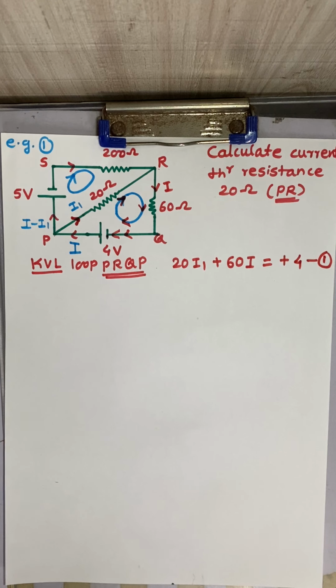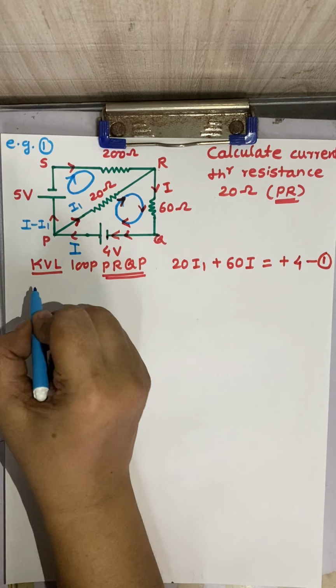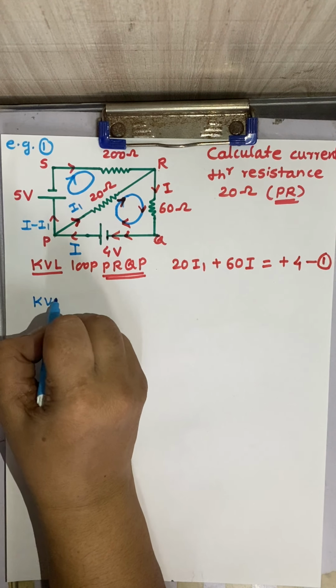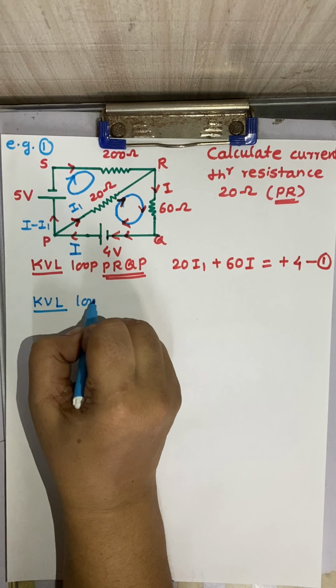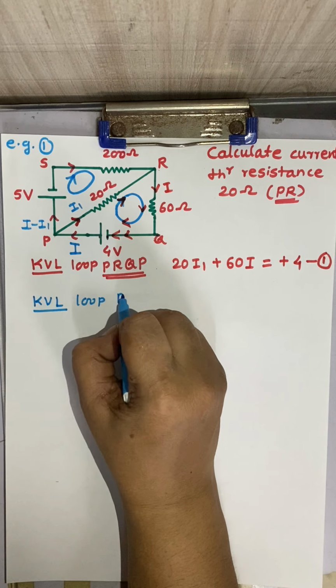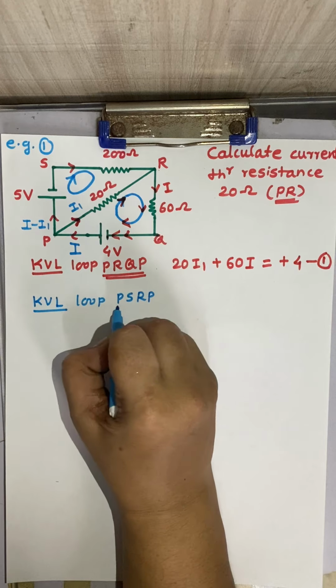Now let us go for the second loop. For the second loop, again we will apply KVL. KVL for loop PSRP.